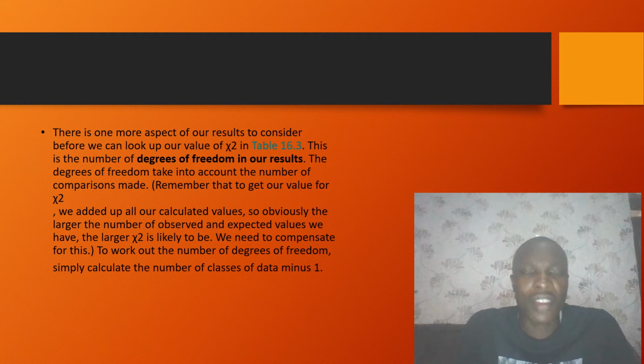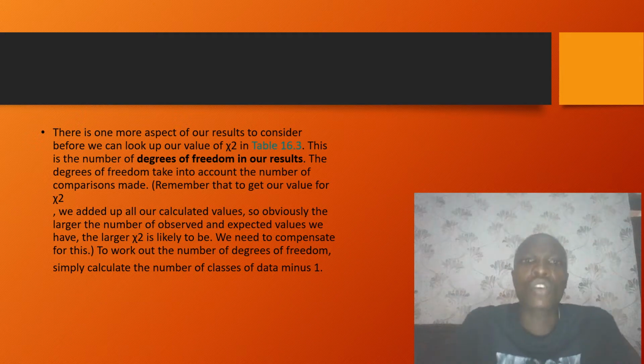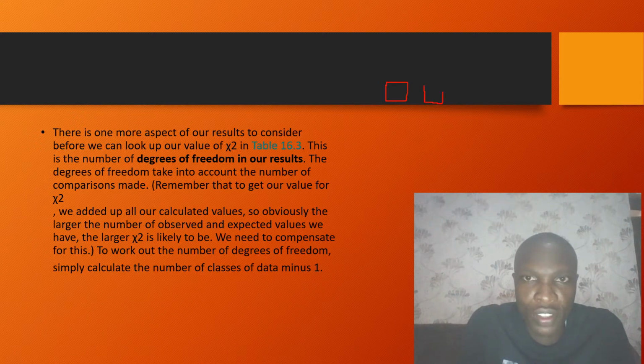We have another aspect that we must know, which is the degree of freedom in our results. The degree of freedom is very important in establishing the chi-squared value that we are going to analyze. I'll give you a simple illustration of the degree of freedom so that you can get to know as we work out our work. Let's say we have 5 chairs that are going to be sat on by 5 different people.